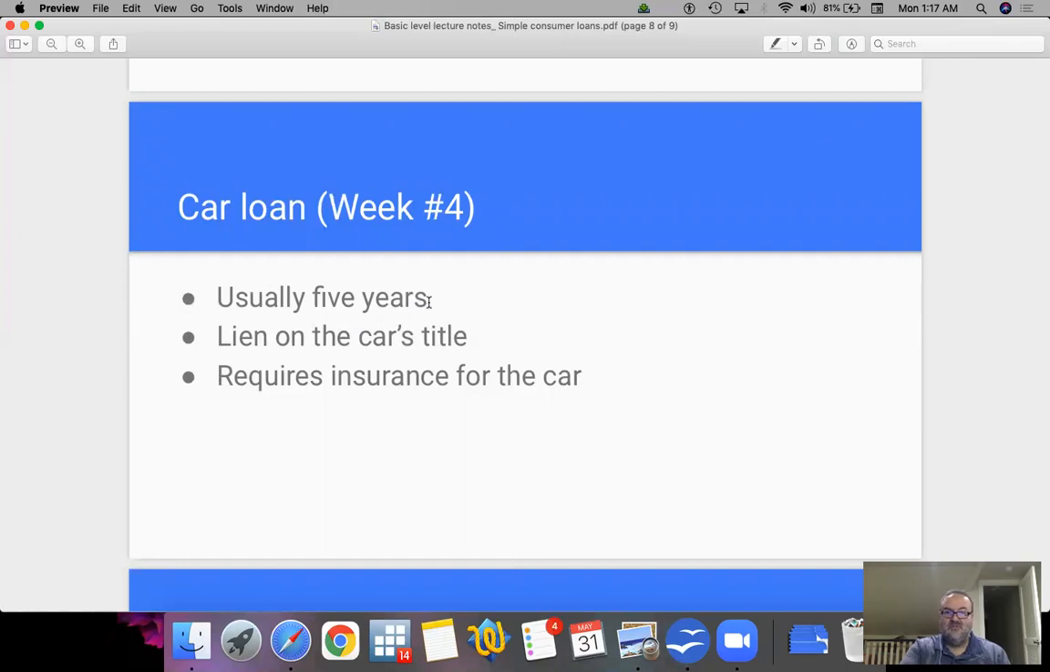The financial institution who's giving you a loan, they want to make sure that if the car is stolen, there is no gap. Gap refers to the difference between the amount of money that you owe to the bank and the value of the car.